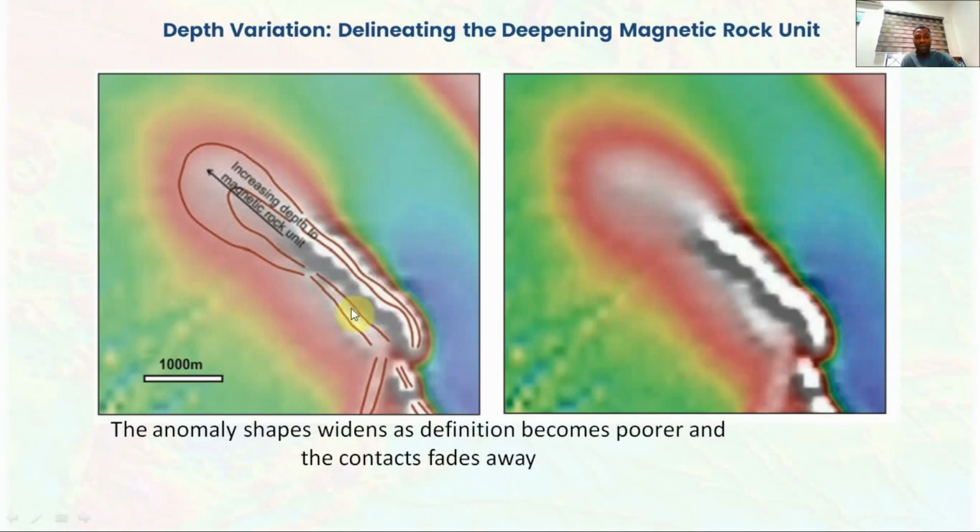If you look at this now, you can see the increasing depth to magnetic rock. Now you ask yourself, it doesn't mean that when it comes here, this is flattening up because this is actually the shape of the rock. No, it's because here the rock is deepening. Because the rock is deepening, the resolution is lost. You can see the resolution is clearer here. So that's why when the anomaly shape widens, our definition becomes poorer and the contours start fading away. So that's actually what we've seen here in delineating the deepening magnetic rock in this example.